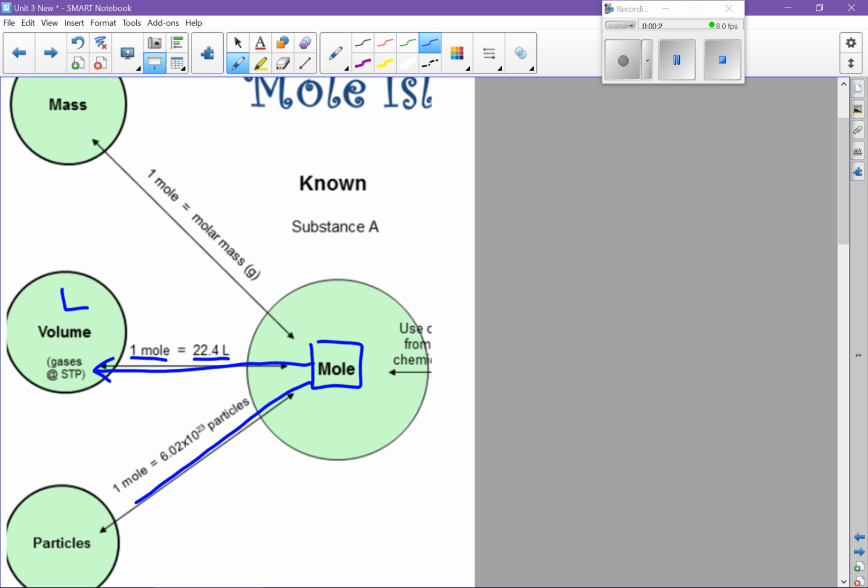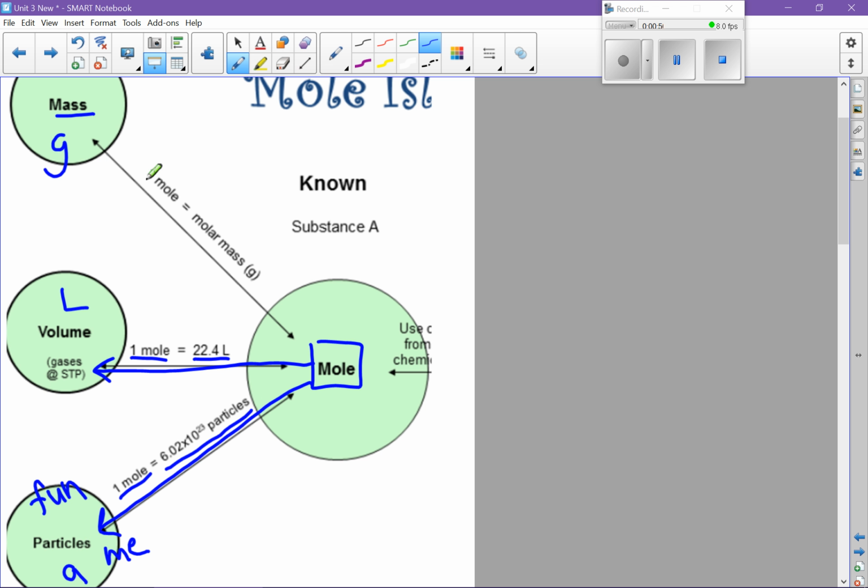If I want to go between moles and particles, particles can be molecules, or atoms, or formula units. Those are all different kinds of particles. Your fence will have 1 mole and 6.02 Avogadro's number in it. Okay, so these two islands you already know. The new island you're going to learn today is mass. The unit for mass is grams.